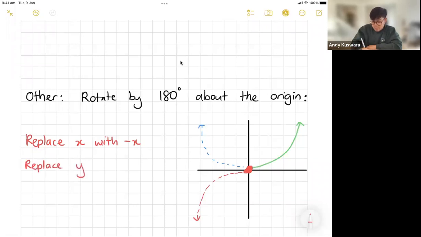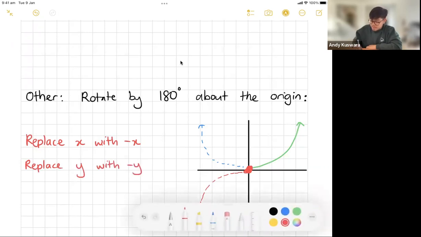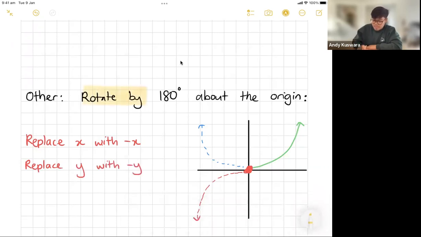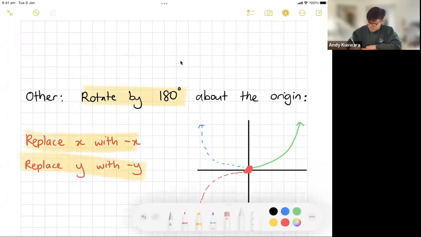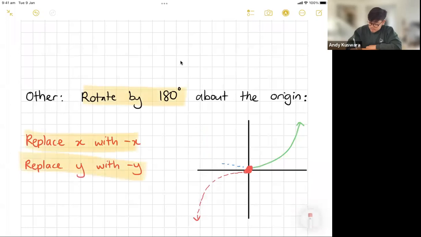Sorry, I replace y with minus y. And that's how we would rotate by 180 degrees. Okay, hopefully that's making a little bit of sense. Okay, now all these rules don't just apply with the graphs that we've shown, they work with any and all graphs.